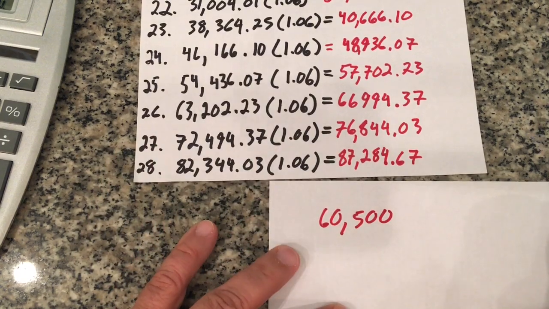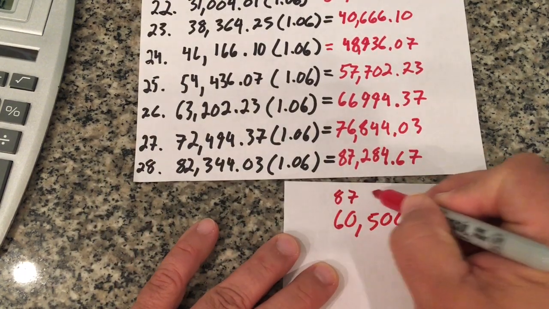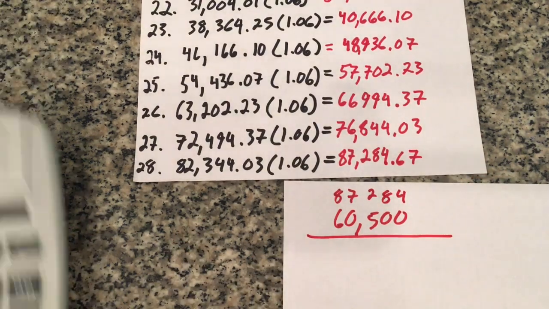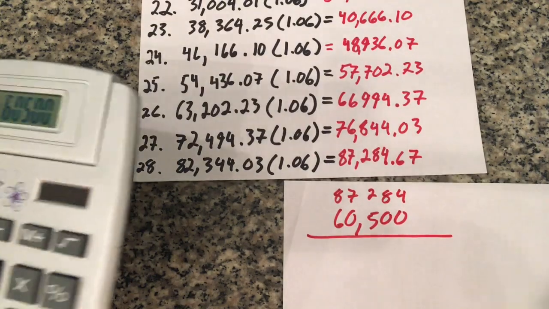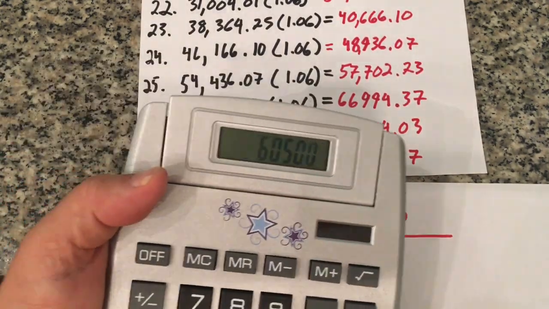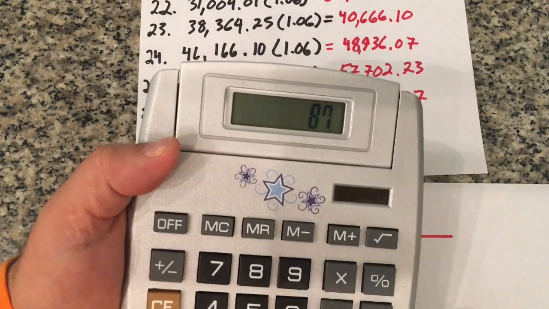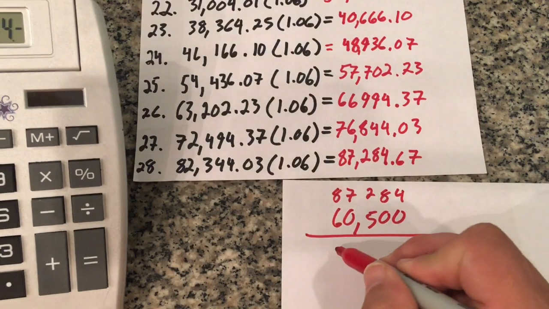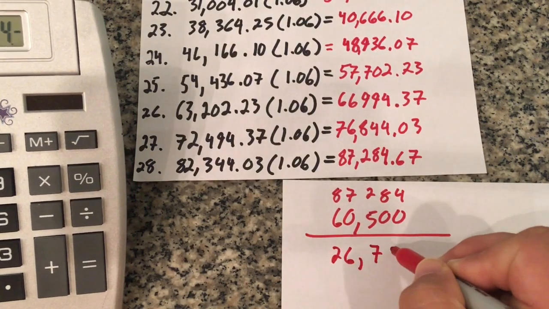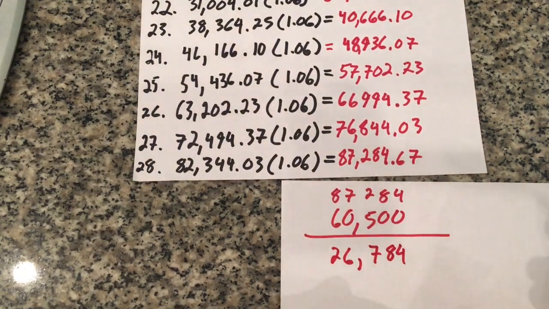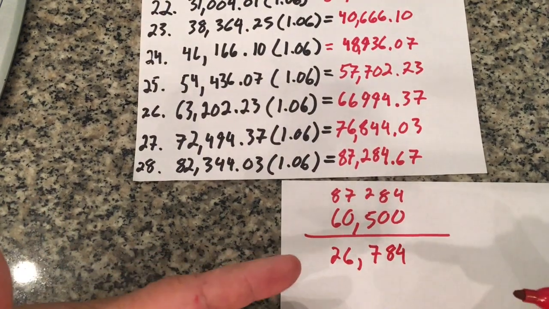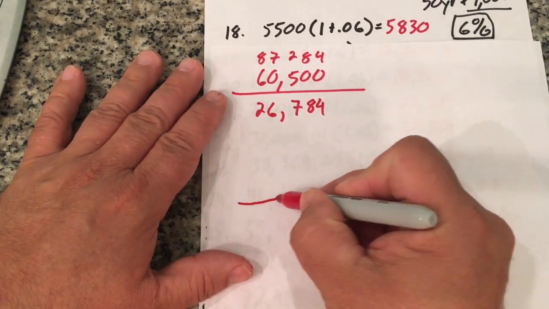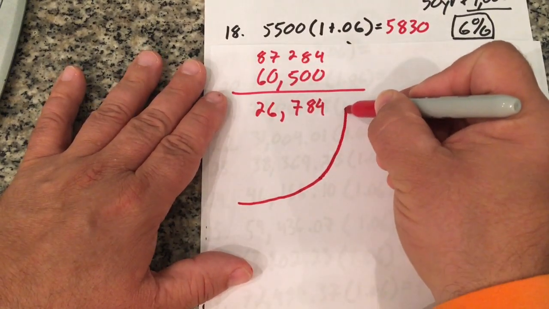But the interest is 87,284. Actually, that's not the interest, that's how much is in the account. So if you subtract that, that'll tell how much profit you have just in interest. So about 26,000. You made about 26,000 just off your investment, 784. What happens is the longer you leave it in, the more this increases. It's actually sort of a geometric progression. Your money starts low, and then towards the end, it starts to rapidly increase.